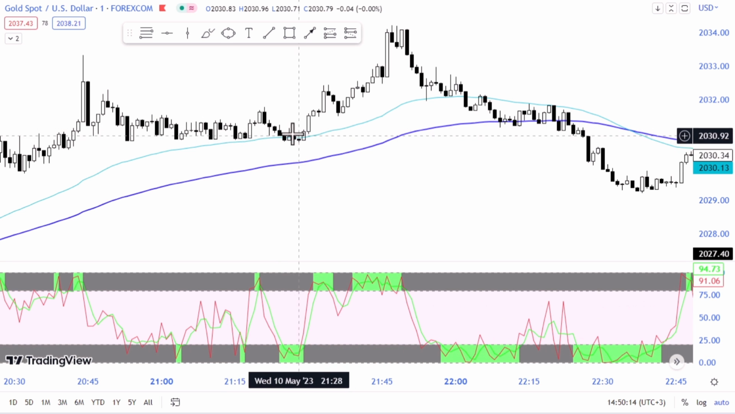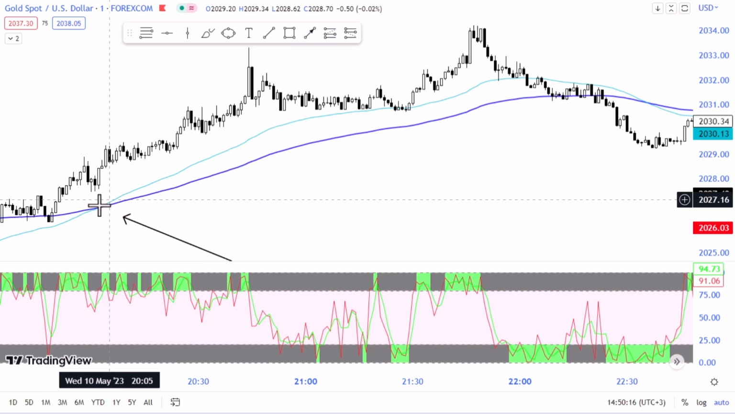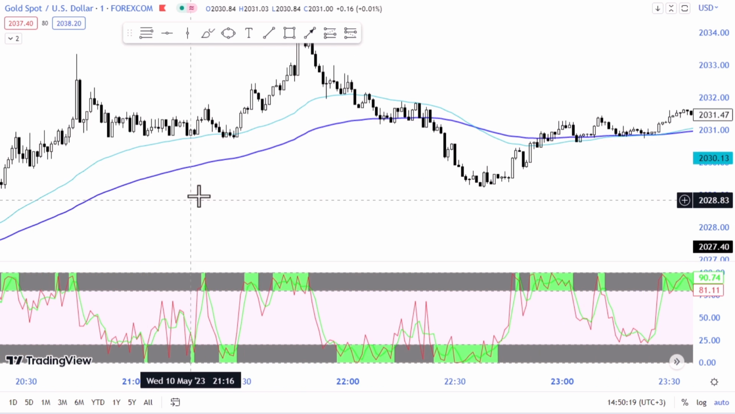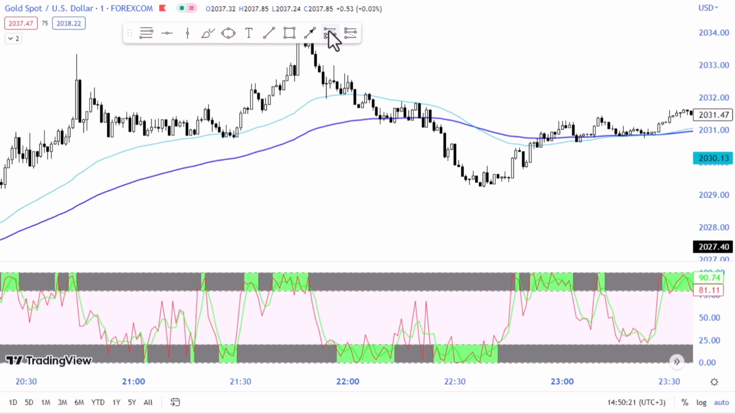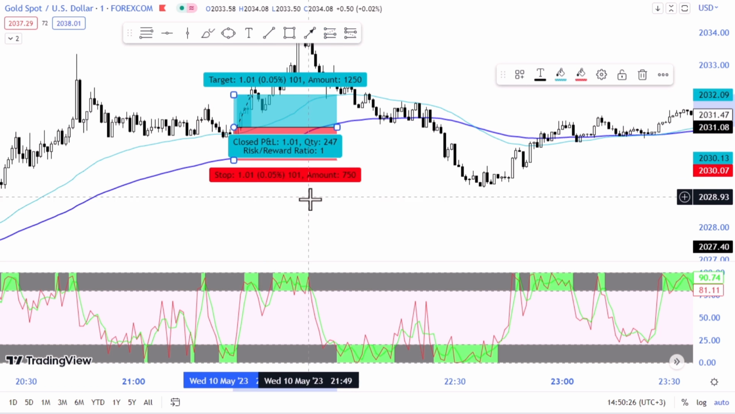Then we have a pullback here, and it was right after the golden cross, so everything is okay. I'm going to enter a long trade right at the close of this candle here.